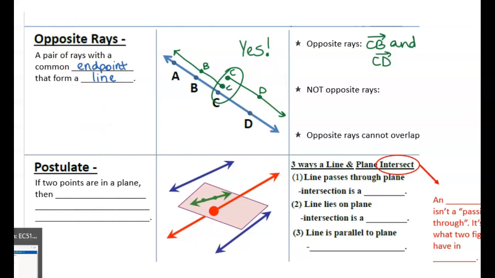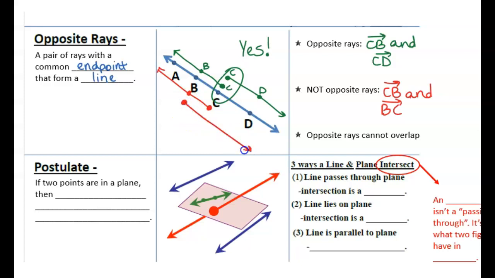A non-example would be ray CB and ray BC. Let's look at why. So I'm going to draw this underneath. Ray CB, just like before, starts at endpoint C and it goes through point B. Okay, so that's looking pretty good. But the second ray that I said was ray BC, which means that that starts at endpoint B and it goes through point C.